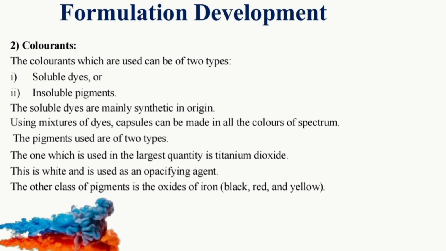Formulation development in that: colorants. Colorants which are used are of two types, soluble dyes and insoluble dyes. The soluble dyes are mainly synthetic in nature, and using a mixture of dyes, capsules can be made in all the colors of the spectrum. The pigments which are used for this are of two types. One which is used in the largest quantity is titanium dioxide, which is white in color and is used as an opacifying agent. The other class of pigments is the oxides of iron, which are black, red and yellow in color.